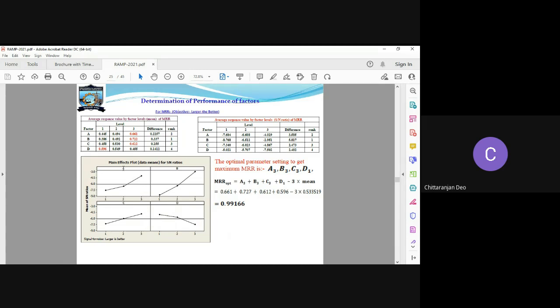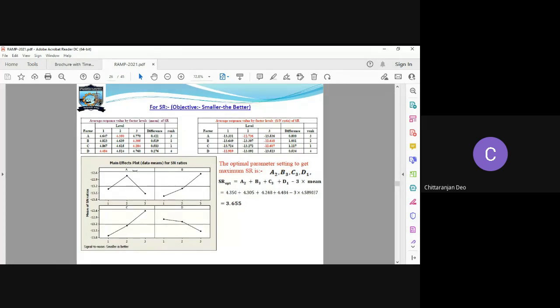A similar operation we have done for the surface roughness, and we are getting the optimal setting as A2, B3, C3, D1, means at 16 volt with feed rate 1 mm per minute, with electrolyte concentration 30%, and boron carbide insert is 2.5%. In that case, the surface roughness is less.